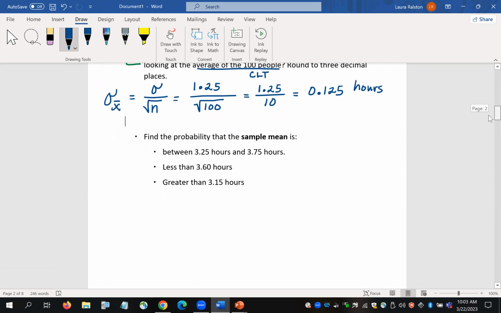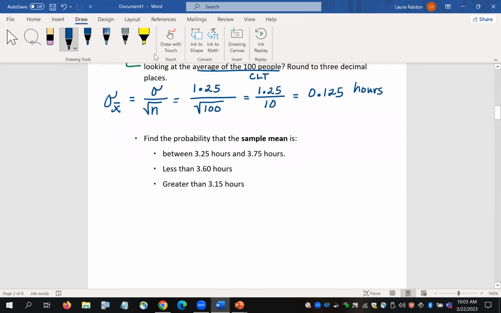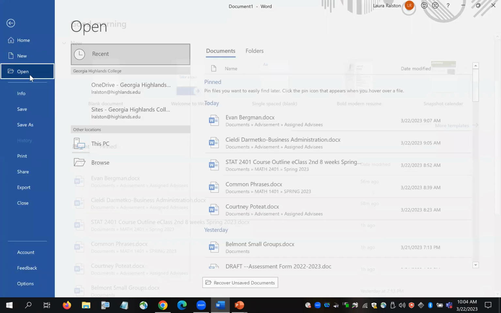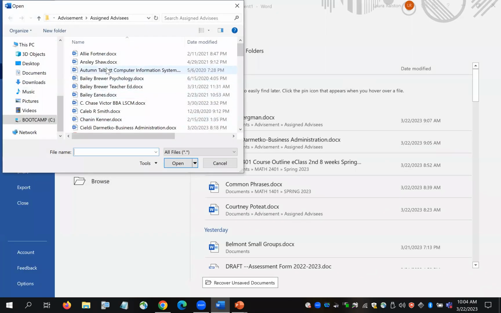The way these questions are worded, it's going to say, find the probability that the sample mean. Okay, before, if you go back and look at the lesson on Monday, and let me see if I can pull those up so you can see the difference. Maybe I can pull those notes up.